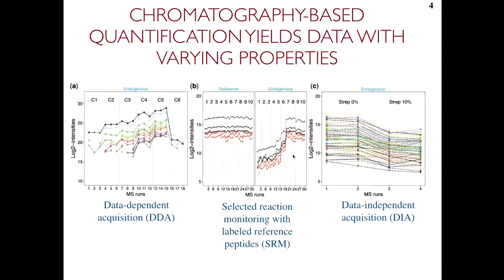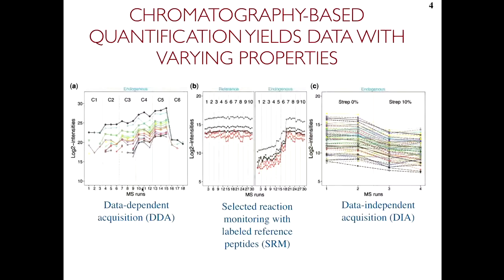But then what happens is that the individual properties of the data sets vary. For example, for shotgun, you would probably have a lot of missing values and noisier features. For SRM, you would have not only peptide ions, but also transitions within peptide ions. And if you have labeled references, now you have two sets of peaks, right? So this will be the endogenous peaks.